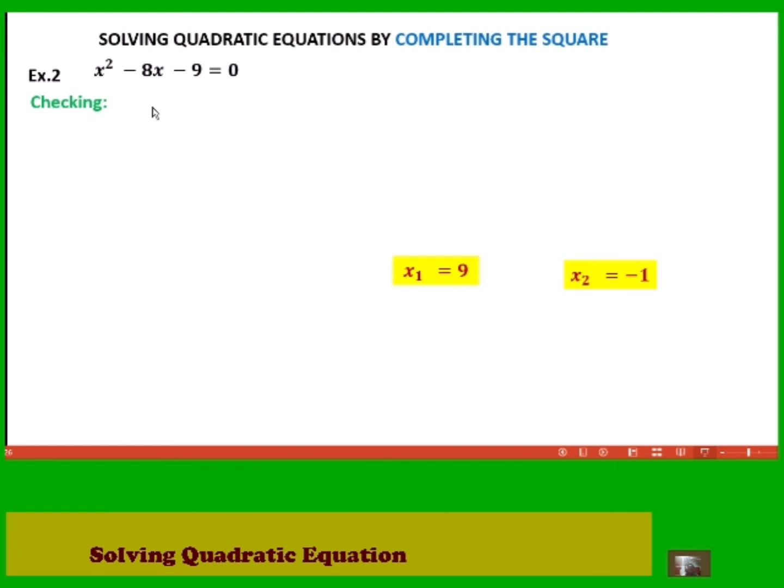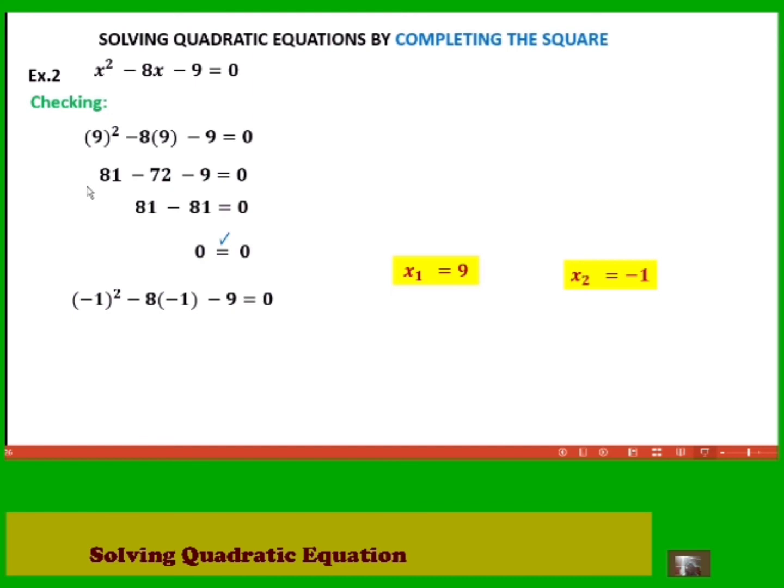So checking our answer, substitute in the original equation. If x is 9, 9 squared is 81. Negative 8 times 9 is negative 72. Negative 72 and negative 9 is negative 81. 81 minus 81 is 0. And if x is equal to negative 1, negative 1 squared is 1. Negative 8 times negative 1 is positive 8. 1 plus 8 is 9. 9 minus 9 is equal to 0.